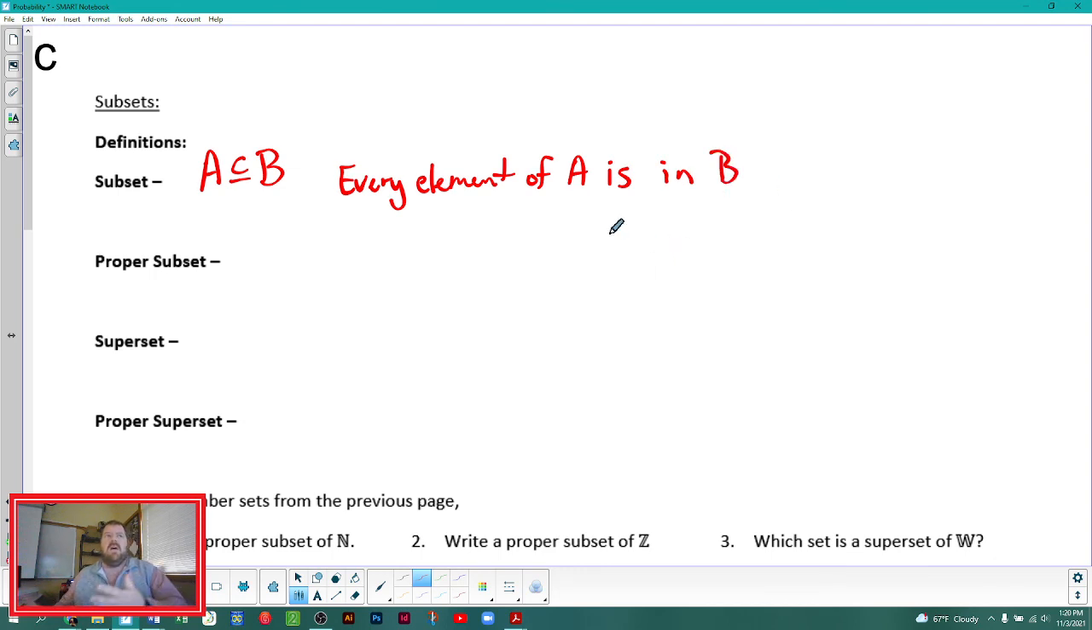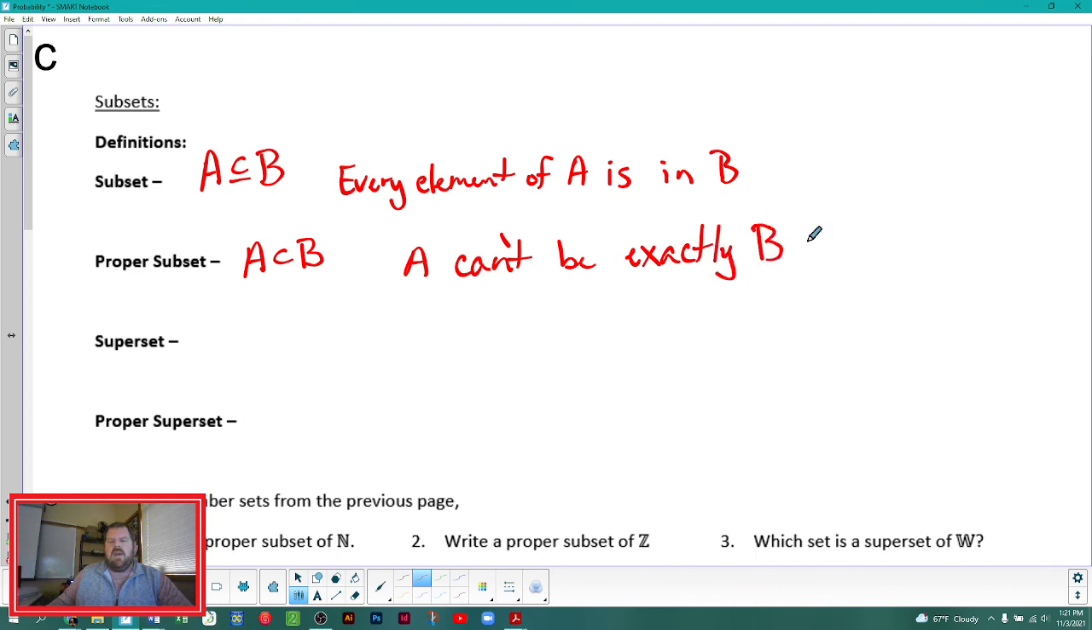Okay? And even up to the extreme case where every element of B is in A, kind of thinking of it backwards, where, let's say A was 0, 1, 2, 3, and B was 0, 1, 2, 3, those would still be subsets. For a proper subset, the only difference is A can't be exactly B. Okay, it gets rid of the or equal to part.